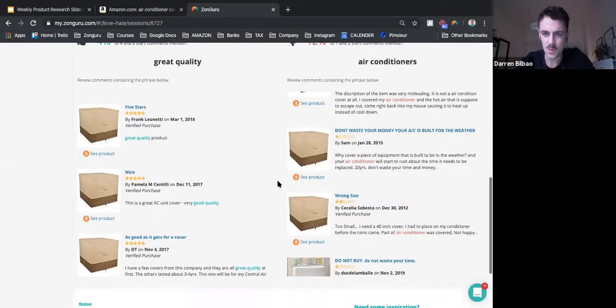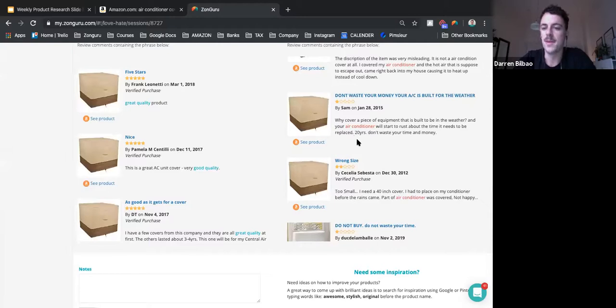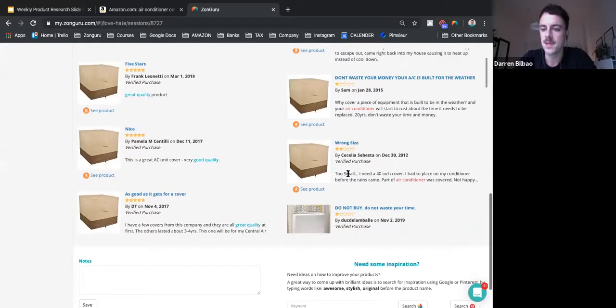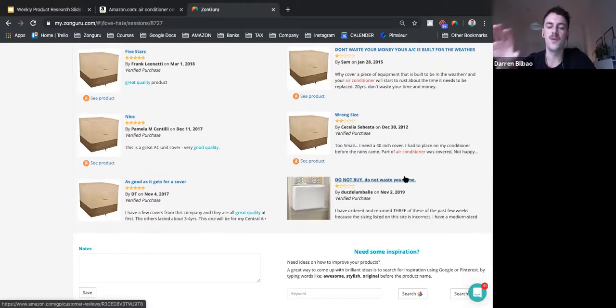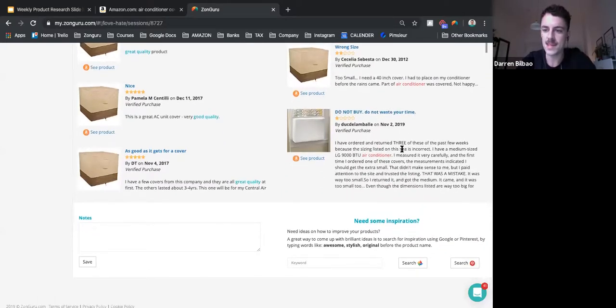So we can see as we go through here, what are people saying about this product? For example, too small, I needed a 40-inch cover, I had to place my conditioner before the rain came, parts of the air conditioner was covered, not happy. So potentially with this product, you really would want to focus on making sure your sizing is correct and letting the customer know very obviously what size your product is, because some customers may come in, just buy it because they think it looks big enough in the picture and then it not be big enough and get very frustrated. Sizing is incorrect.